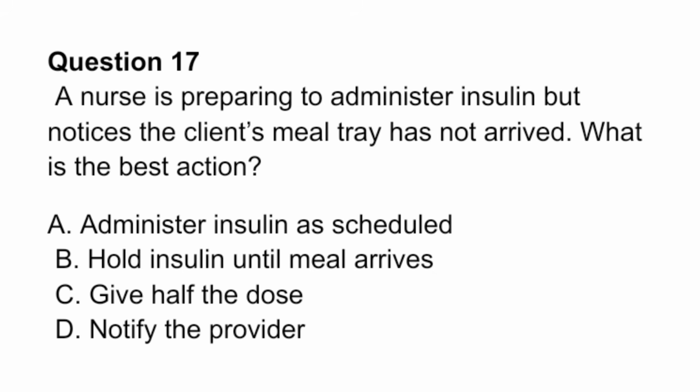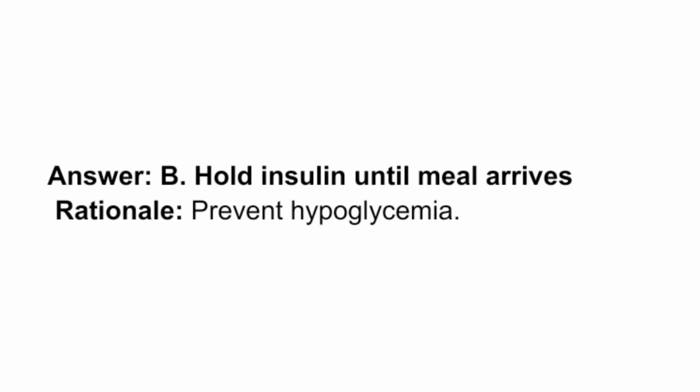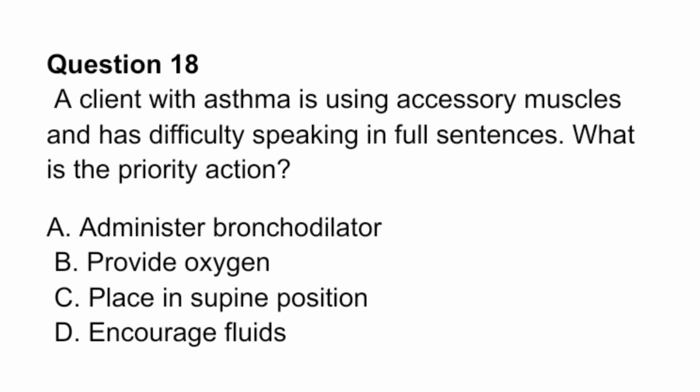Question 17. A nurse is preparing to administer insulin but notices the client's meal tray has not arrived. What is the best action? A. Administer insulin as scheduled. B. Hold insulin until meal arrives. C. Give half the dose. D. Notify the provider. Answer, B. Hold insulin until meal arrives. Rationale, prevent hypoglycemia.